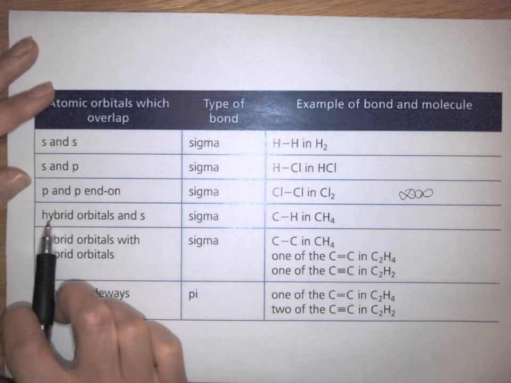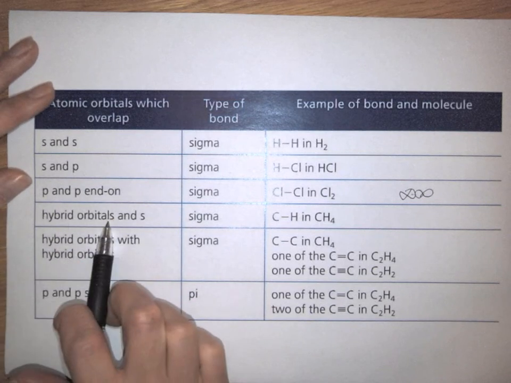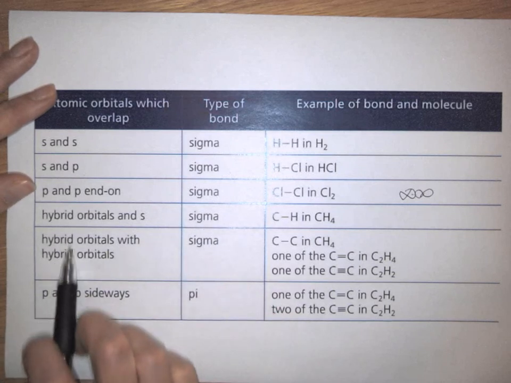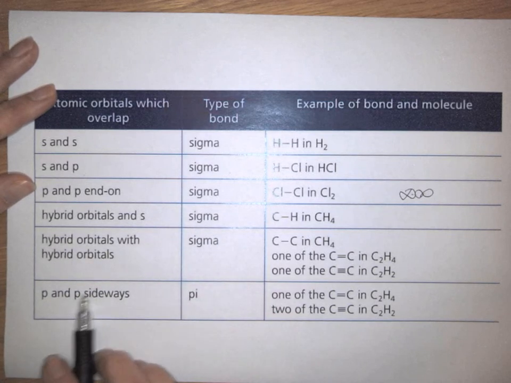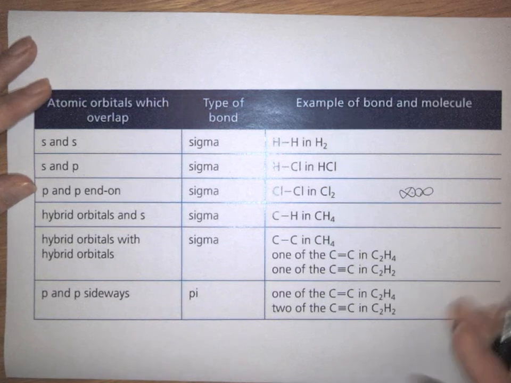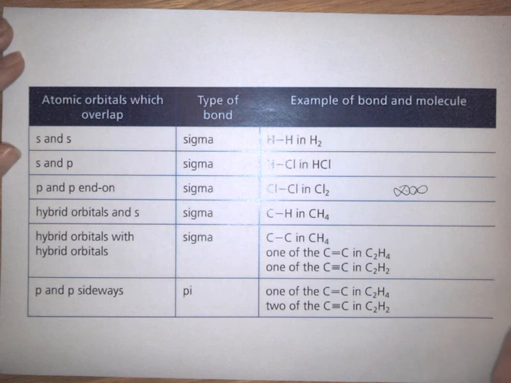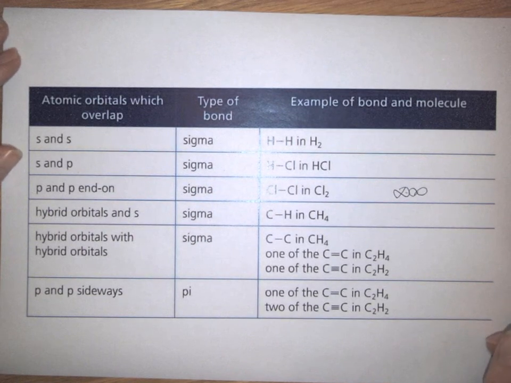But if we have unhybridized orbitals and s, that is a sigma bond, and also between the two hybridized. And then we also have the p to p sideways. So this table is a summarization of both 14.1 and 14.2.